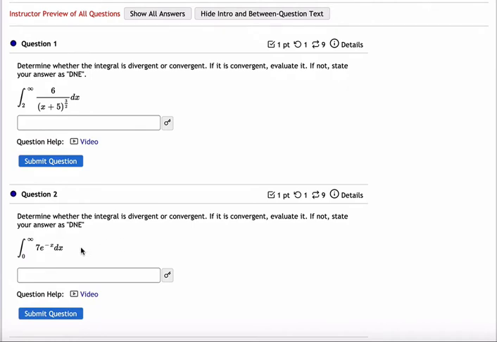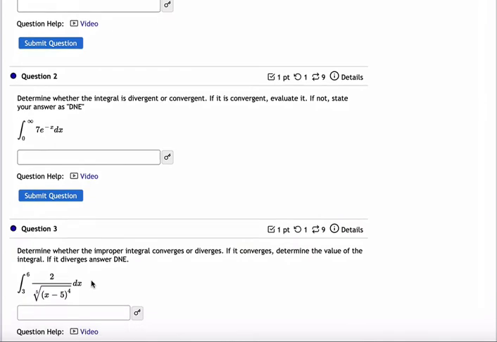This one, I don't have as much to say. You look at this, you see an infinity. You change this into the limit of some other definite integral, evaluate the definite integral, evaluate the limit, get your answer, put it here. Nothing too exciting going on in question 2.